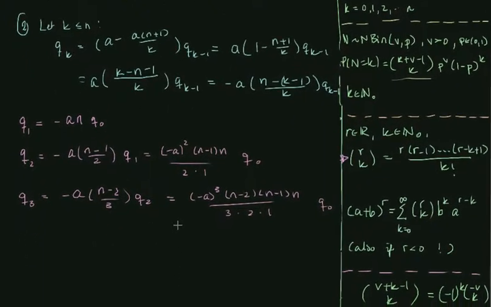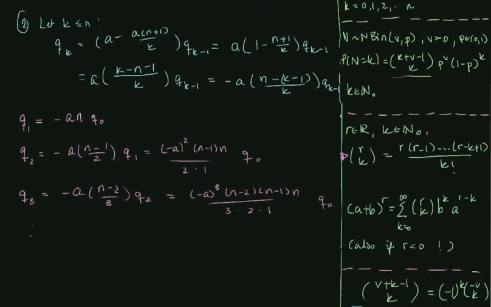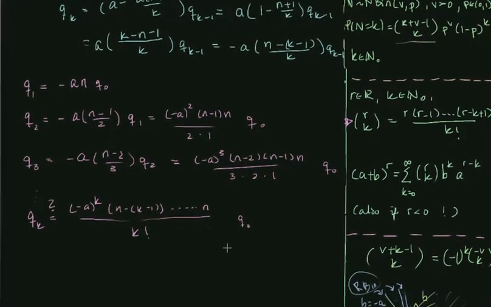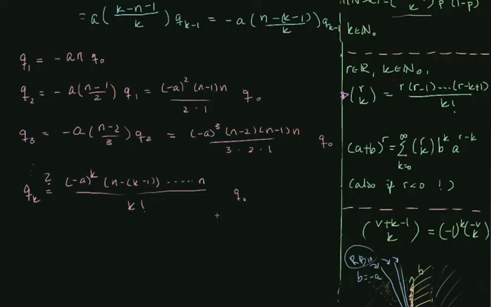And I could kind of go on, but I get the feeling that qk might be equal to minus a to the k, and then I have n minus k minus 1 multiplied all the way down to n, divided by k factorial, multiplied by q0. So my question is, is this true? And the answer is, yes, we can try to show that using induction.